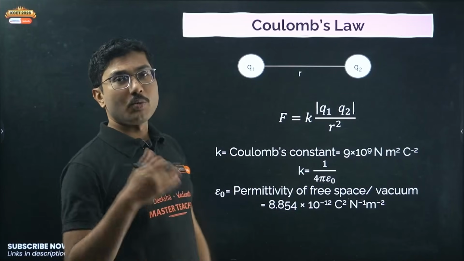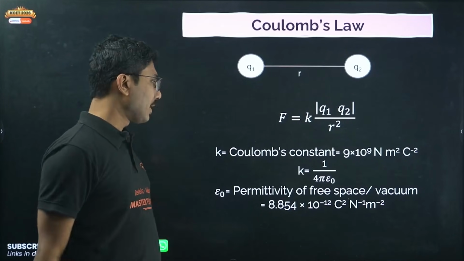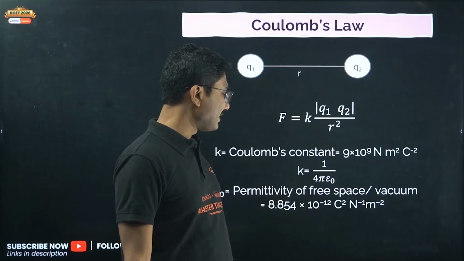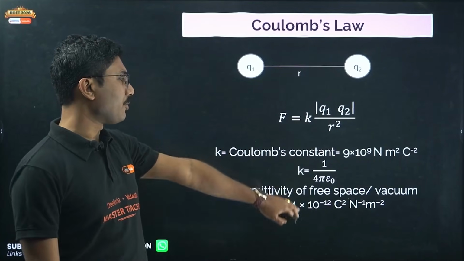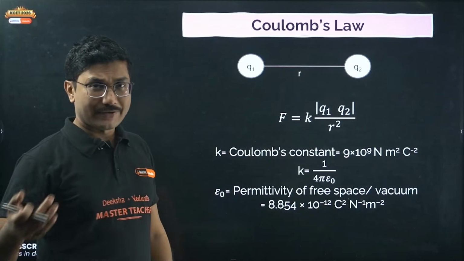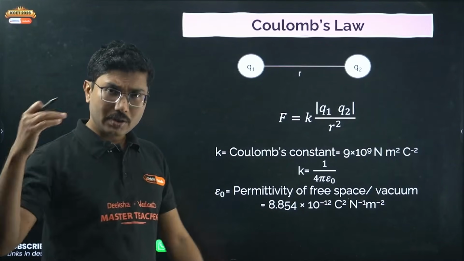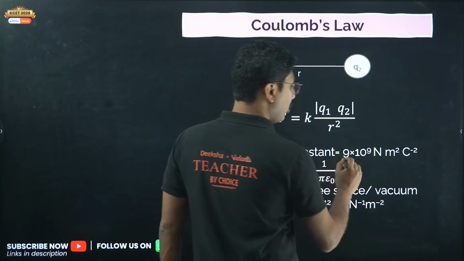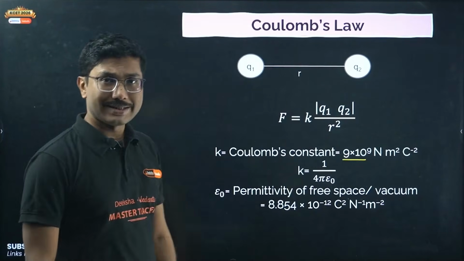Permittivity means how much permission it will give to the electric field to exist inside it. That value for free space is 8.854 into 10 to the power of minus 12 SI unit. You don't need to remember this value. If you are facing a question based on this, the value will generally be provided in the question, but if it is not provided, then you have to remember this value.